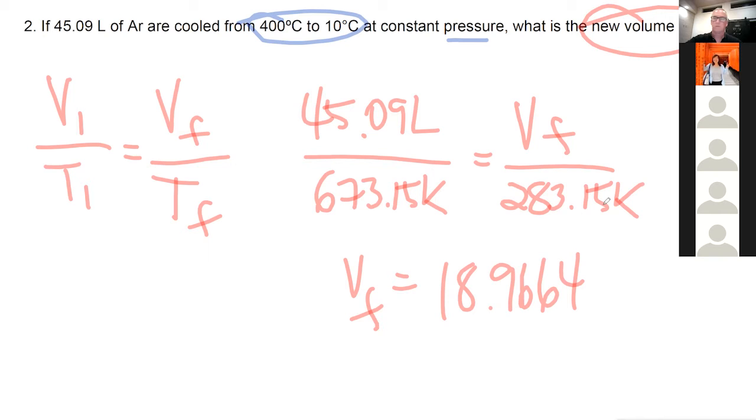18.9664. That's right. So how many significant digits should we put in our answer? Four. But why not one? Because 10 degrees. But didn't you have to convert that to Kelvin? We did. Yeah, so actually the temperatures both have 5 significant digits in them. And the liters is 4. So right, we would take 1, 2, 3, 4. So what's our final answer?